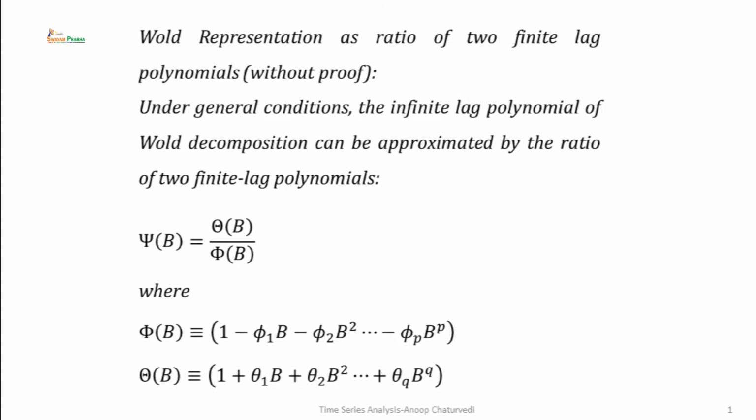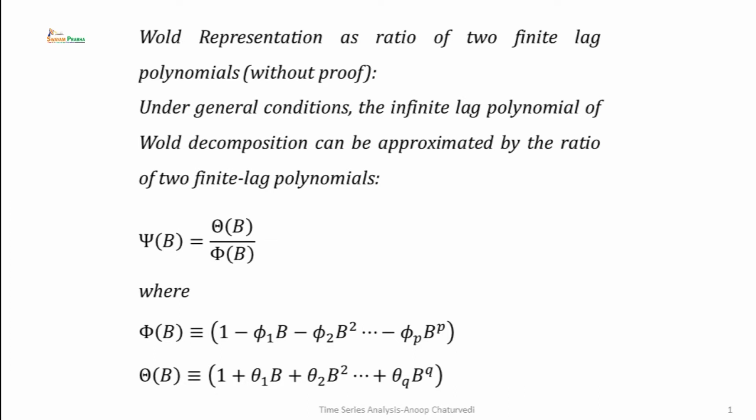Again, I am not discussing here the proof of this result. Under general conditions, the infinite lag polynomial of Wold decomposition can be approximated by the ratio of two finite lag polynomials. Say psi(B) is equal to theta(B) upon phi(B), where phi(B) is equal to 1 minus phi_1 B minus phi_2 B square and so on minus phi_p B to the power p. Theta(B) is equal to 1 plus theta_1 B plus theta_2 B square plus and so on plus theta_q B to the power q.